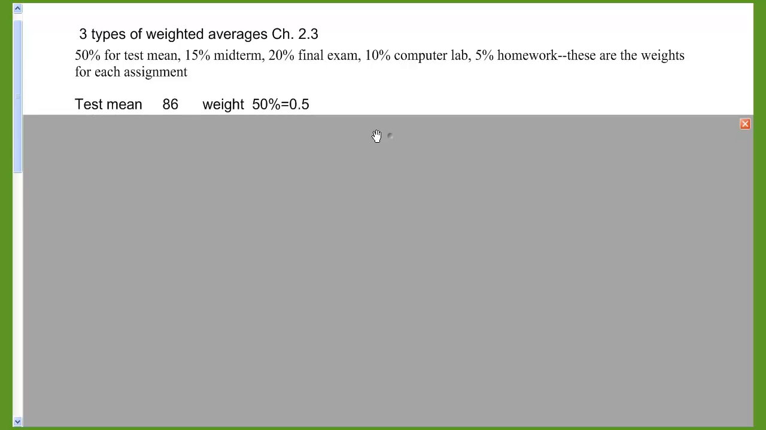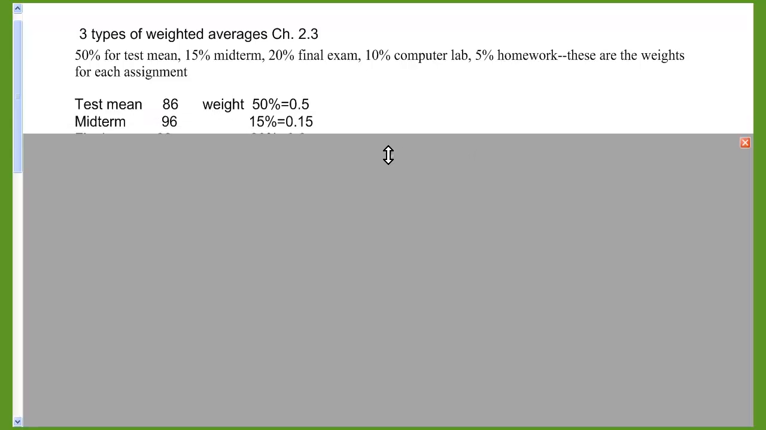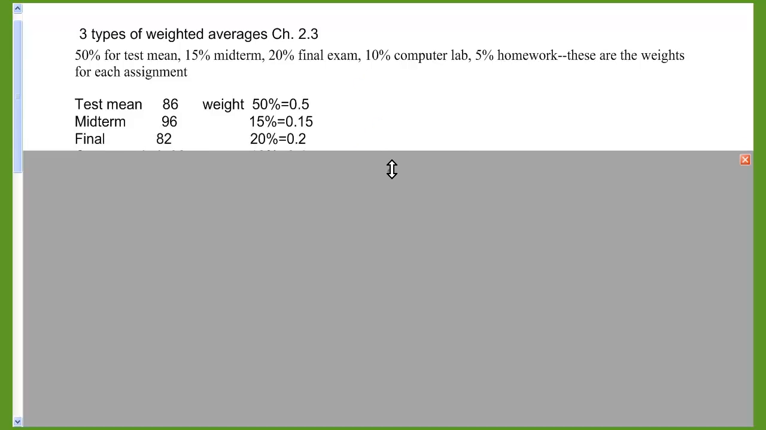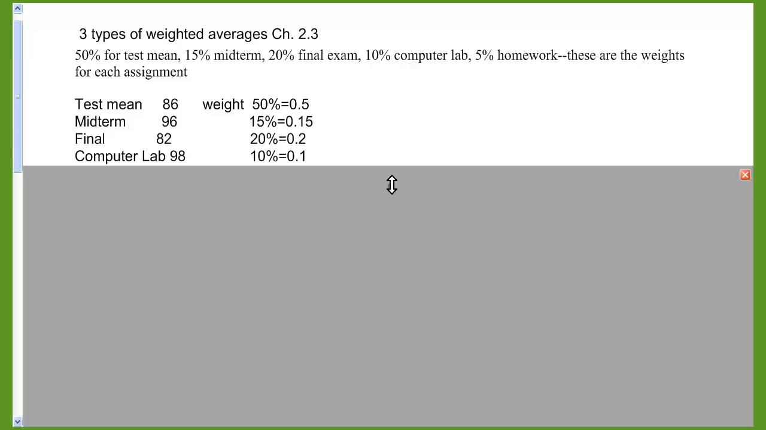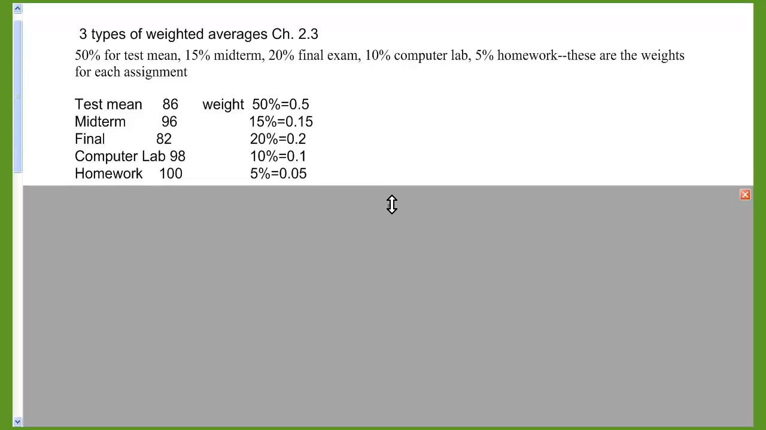So what you do is you take each grade and you're going to write your percentage out beside it, and you're going to change those percentages to decimal. So here's each grade that the person made and the percentage that I was told up here at the top that each grade would count. So there's the final, there's the computer lab, there's the homework assignment, and each one is weighted differently.